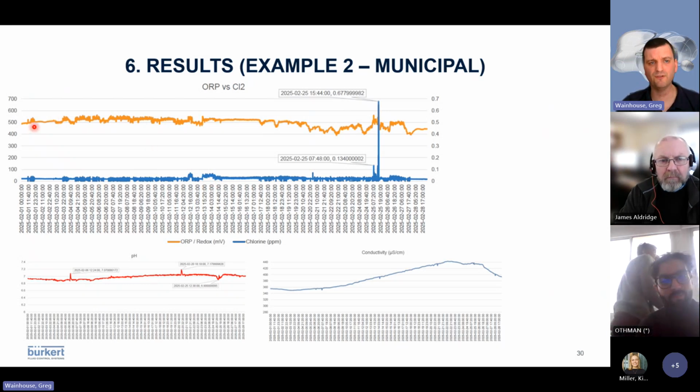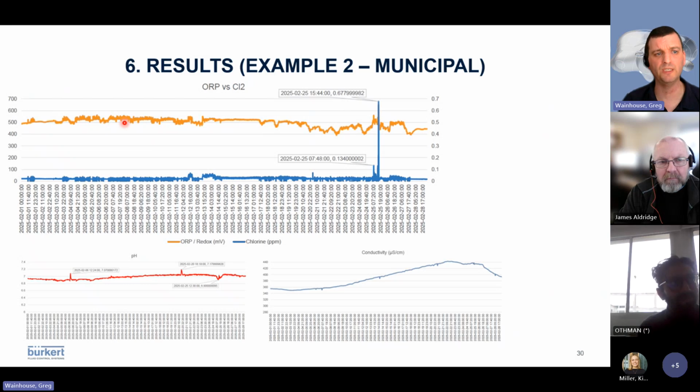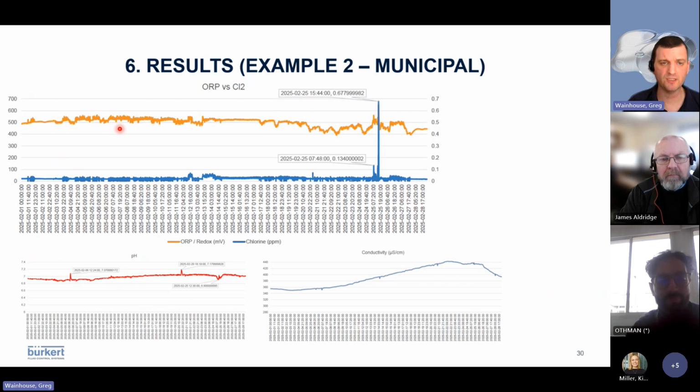And that's been verified to a degree by the ORP reading, but you'll notice the ORP reading has been below the 650 millivolt threshold we would expect for the presence of chlorine. However, first of all, the amount of chlorine in there is very, very low. Very, very weak, kind of 0.01, 0.02 ppm. So it's very weak for starters.